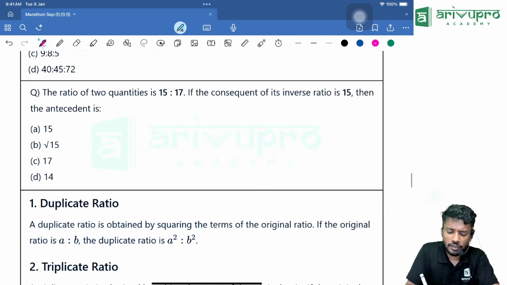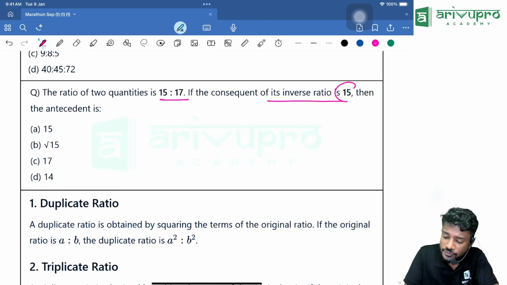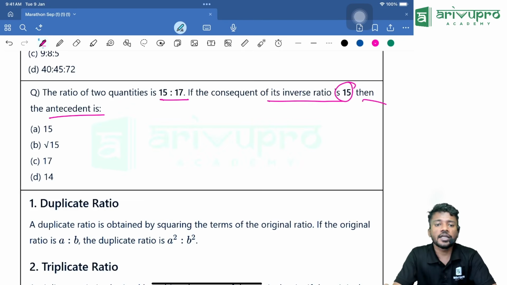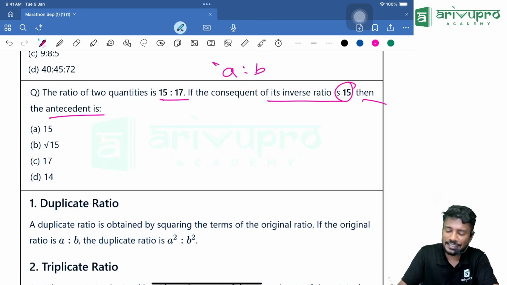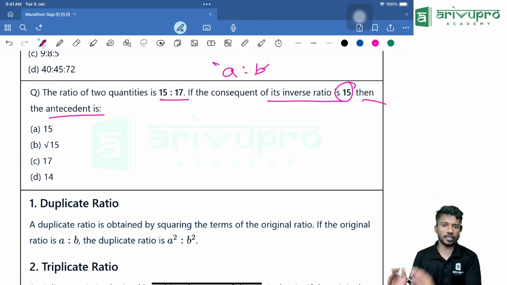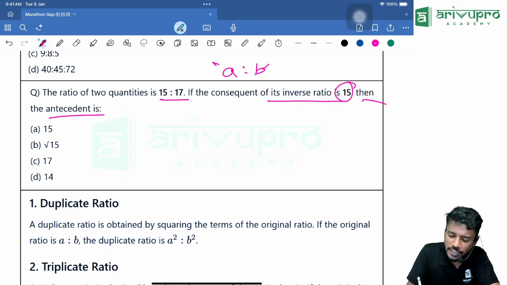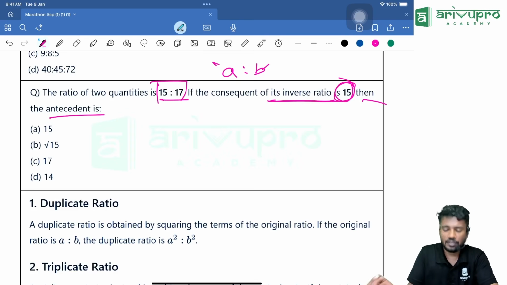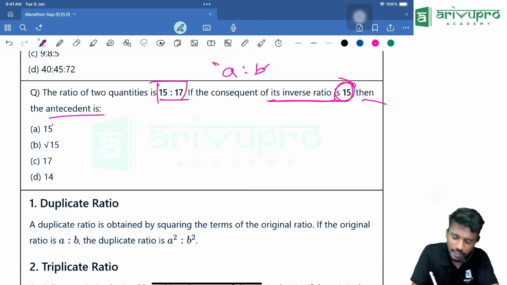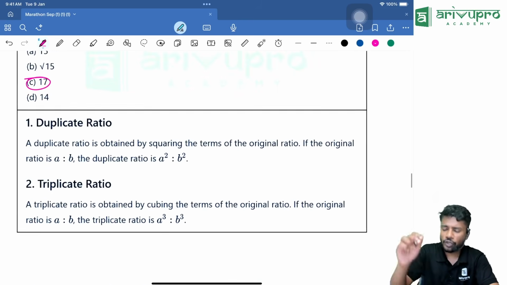The two quantities are in the ratio 15 is to 17. The consequent of its inverse is 15. Then the antecedent is what? Now people, what is antecedent? What is consequent? When you write A is to B, A is antecedent, B is consequent. The denominator is consequent, numerator is antecedent. Now, the ratio of two quantities is 15 is to 17. The consequent of the inverse is 15. Then the other one will be 17.